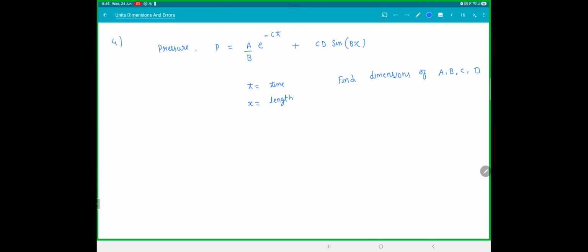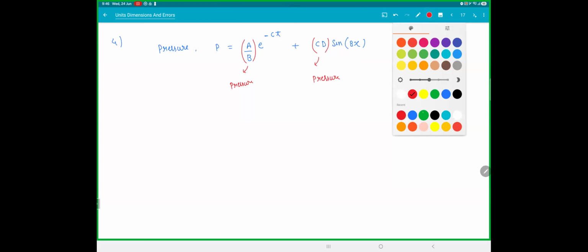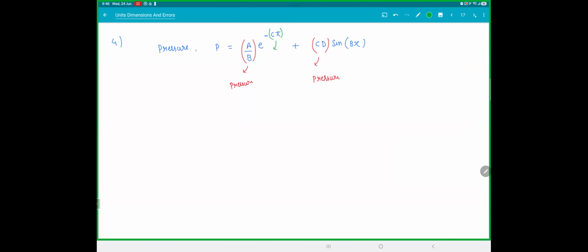Yeah, let's see this. So again, the main thing in this question, remember in the beginning, I wrote something. The exponents, the powers cannot have dimensions. So this A by B must be the dimensions of pressure. The C into D also must be pressure because you can add only pressures. And the C into T, so e power something, this quantity must be dimensionless. Similarly, B into X must be dimensionless. So that was the main thing from there.